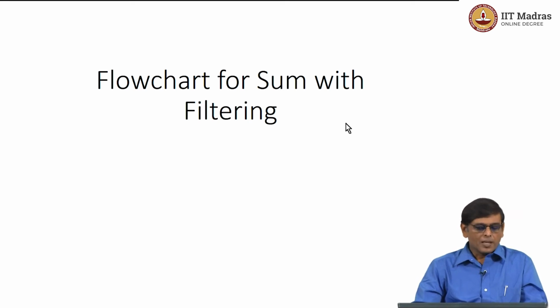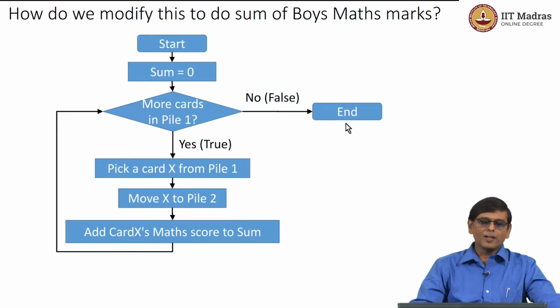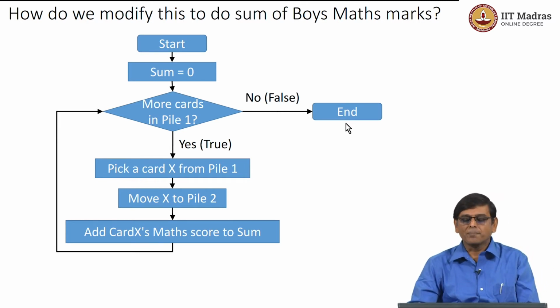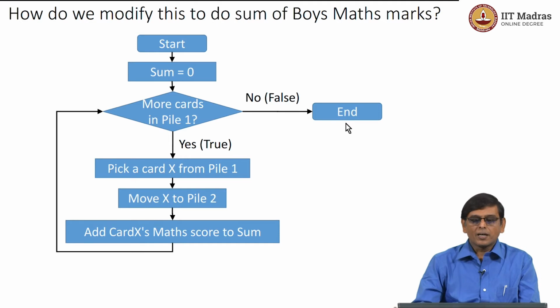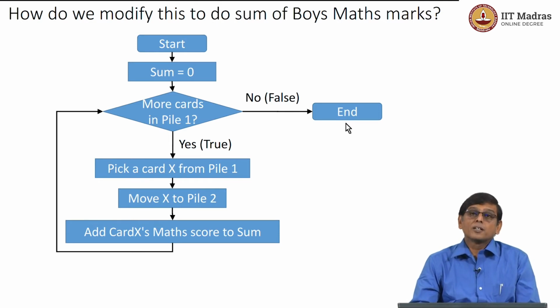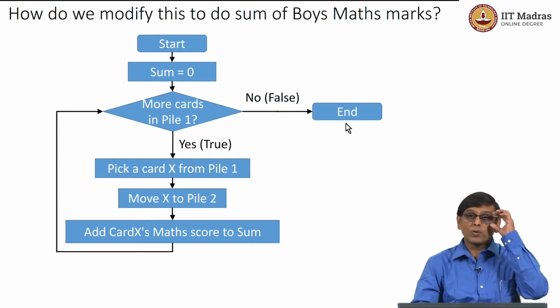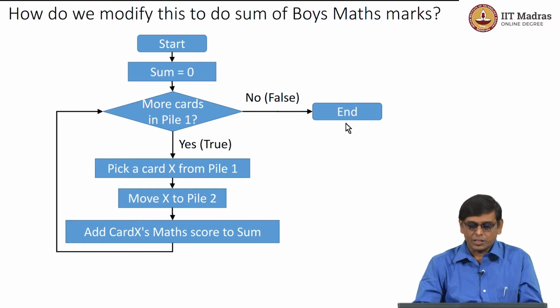Okay. So, in this lecture I want to look at how to convert such a procedure, in which there is filtering going on, into a flow chart. We are going to consider specifically doing a flow chart for sum in which some filtering is being done. For example, suppose we want to modify the flow chart for doing sum, which is shown here, to do only the sum of boys' maths marks. We do not want to add up all the maths marks of all the students, we want to add up only the maths marks of the boys in the class.